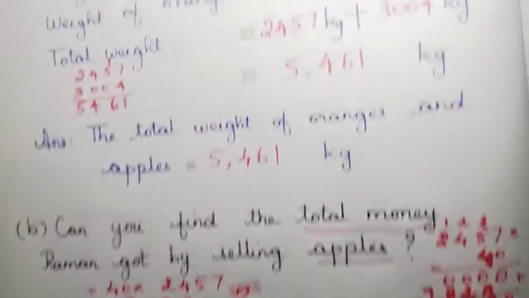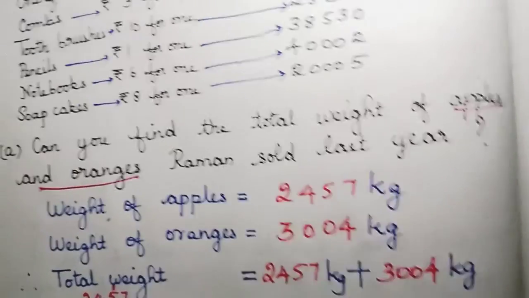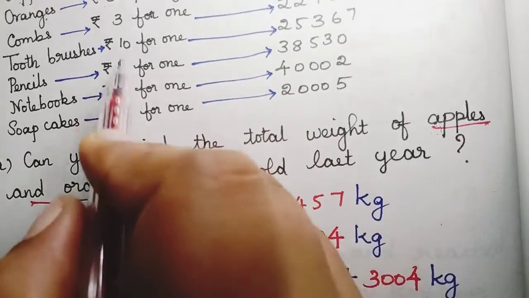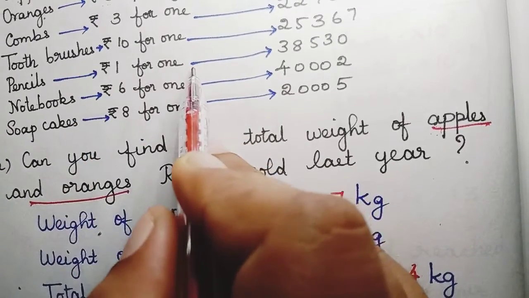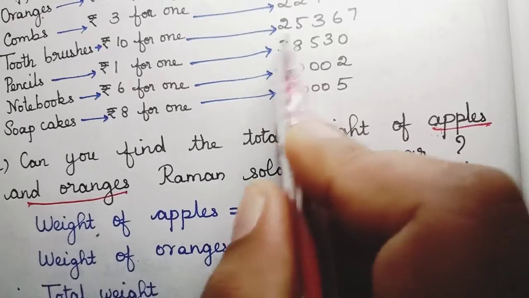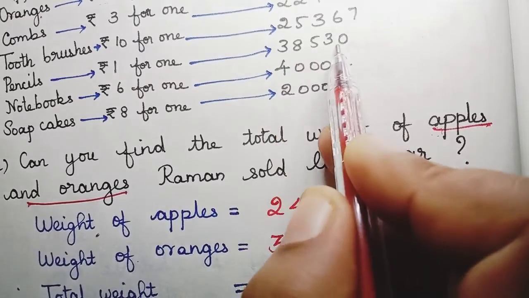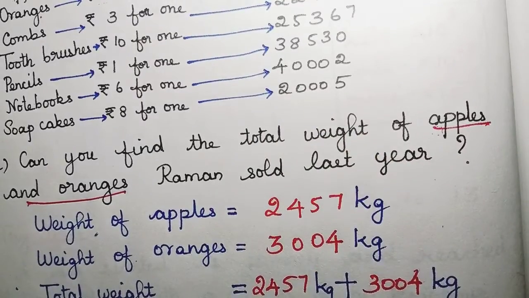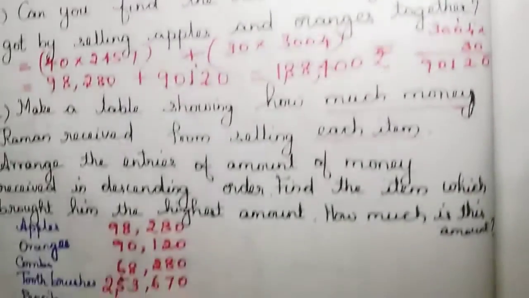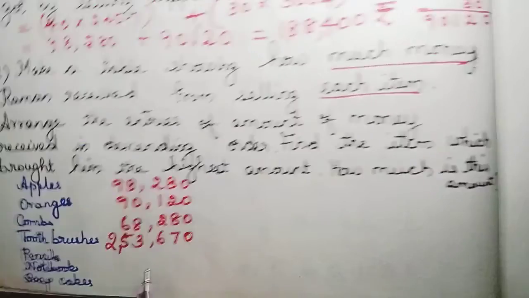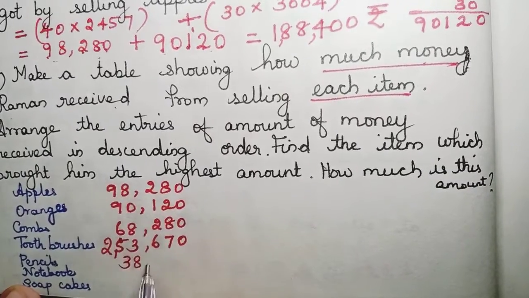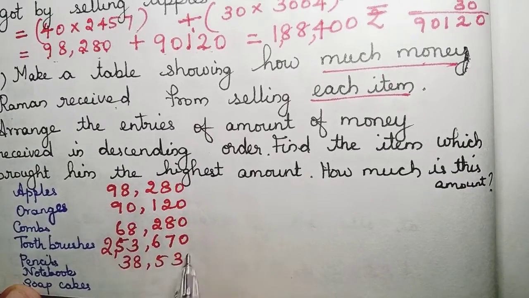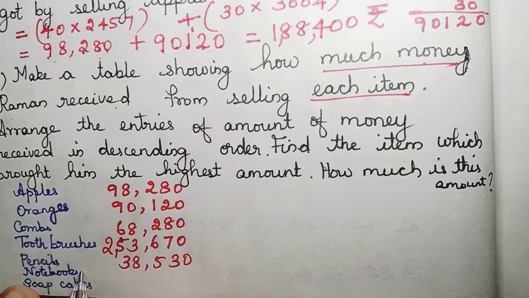What is the value given for pencil? 1 rupee for one pencil. Here also the total number of items is 38,530. So multiply 1 with this, and you will get the same value, 38,530. Okay, so write down 38,530. The next object is notebook.